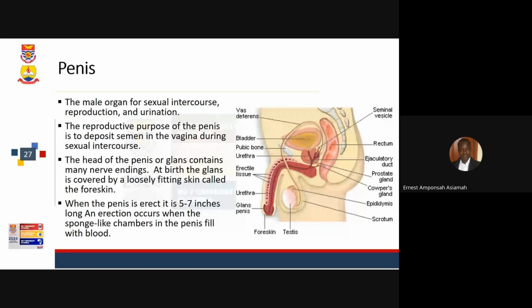It has nothing to do with fertility. Fertility has to do with the amount of the sperm. If the person does not produce sperm, a person can be impotent but can be fertile.